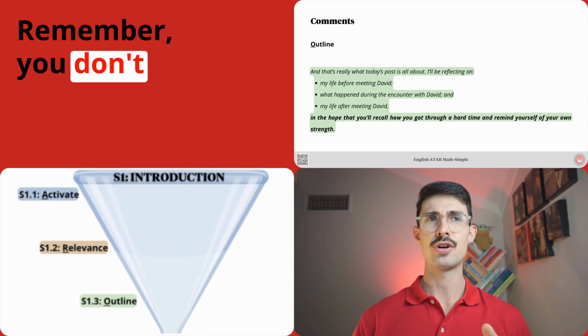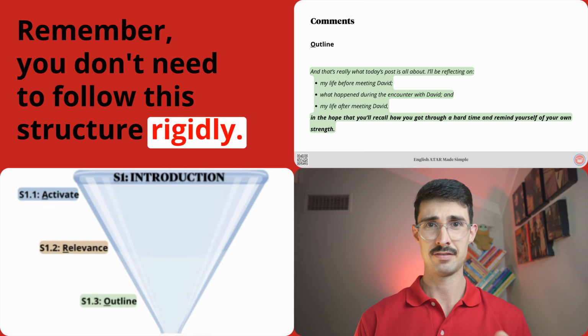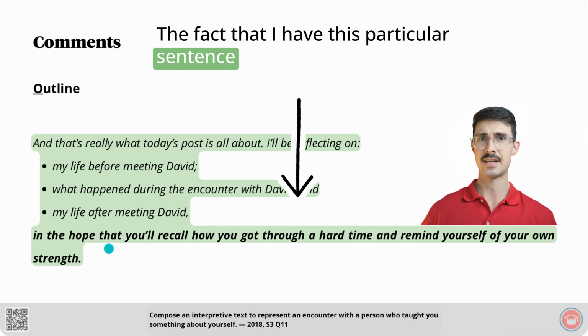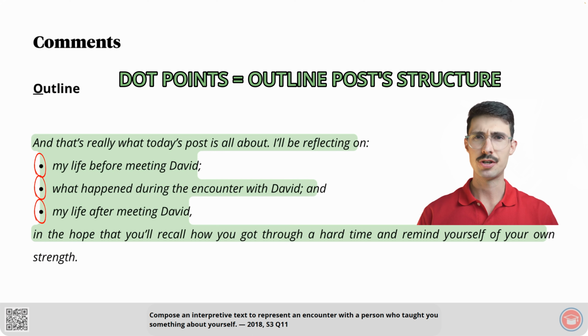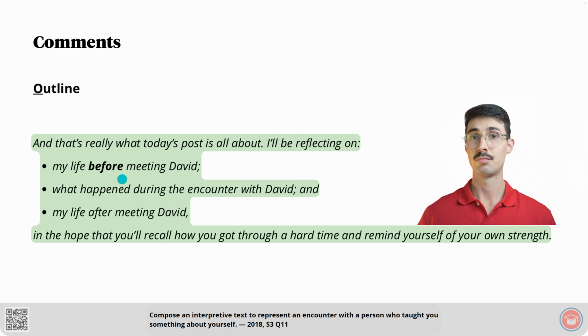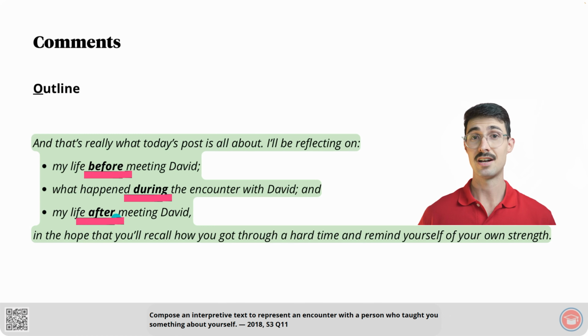Remember, you don't need to follow this structure rigidly. The fact that I have this particular sentence in the outline rather than the relevance is irrelevant to the marker. Finally, the use of dot points outlines the post's straightforward and familiar structure. Before, during, and after. Good stuff.